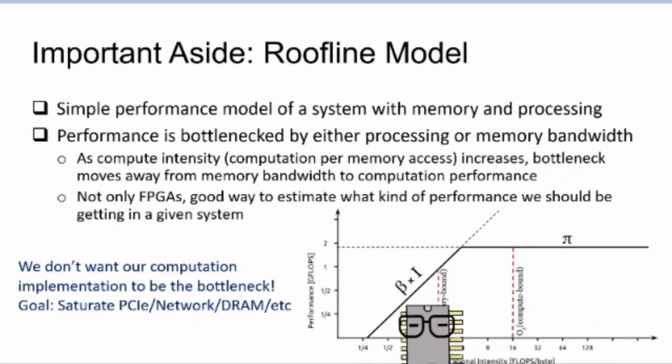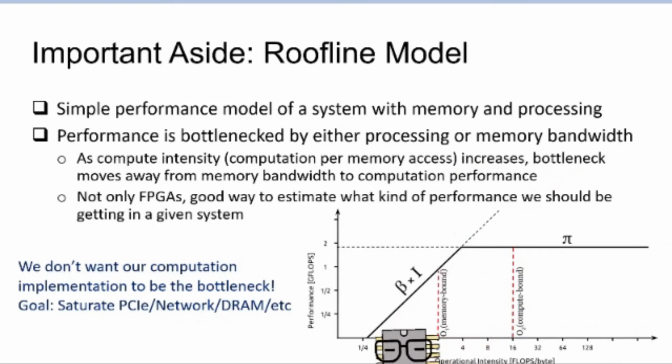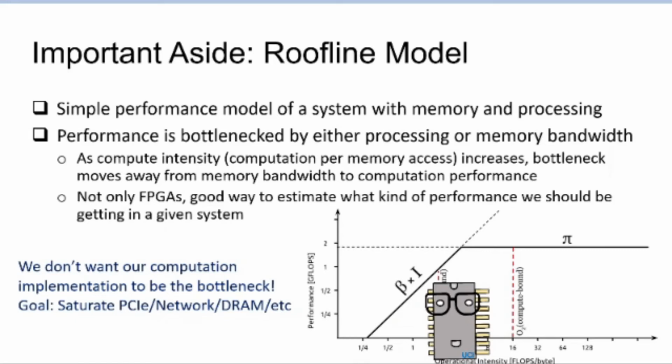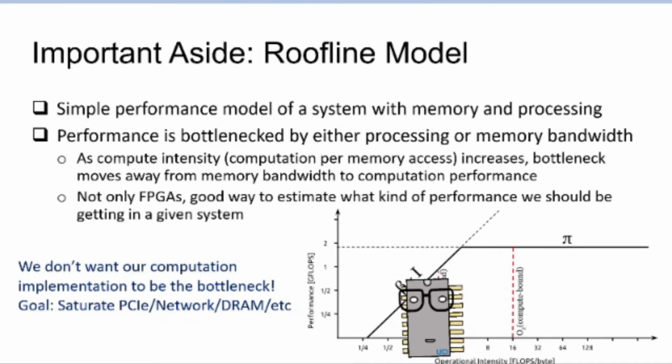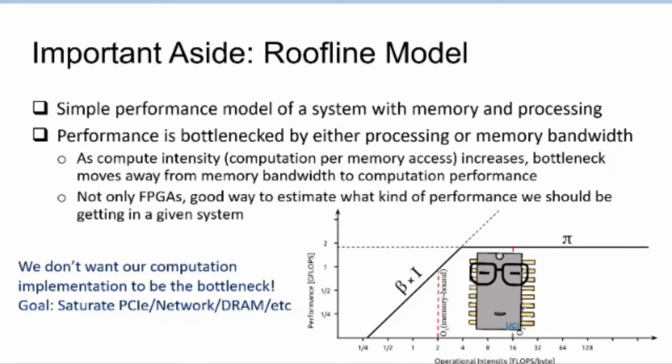As the computational intensity increases and the memory performance is kind of fixed as well, as the computational intensity increases, more computation to be done per every bit of data that comes in, then the computation can always keep up with that data rate, meaning the performance actually increases as the computational intensity increases.